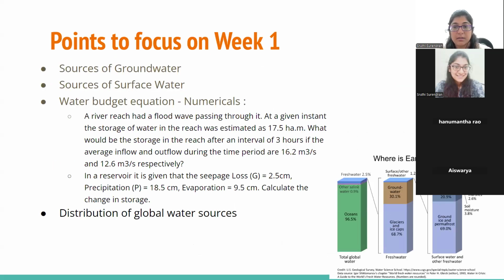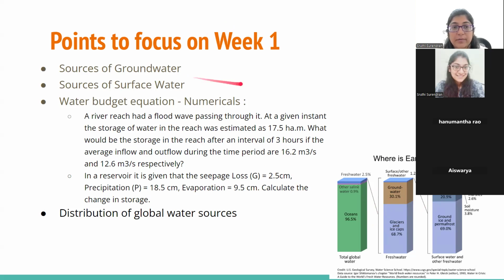And then again, the next portion would be what is the percentage of fresh water available on the earth. That is, how much percentage is the oceans, how much percentage is fresh water. In fresh water itself, what kind of fresh water sources are mostly abundantly available? Is it groundwater or is it glaciers? What percentage of surface water is available? This one diagram is something that you need to keep in mind. This will be very good.